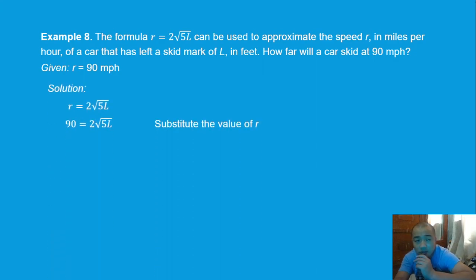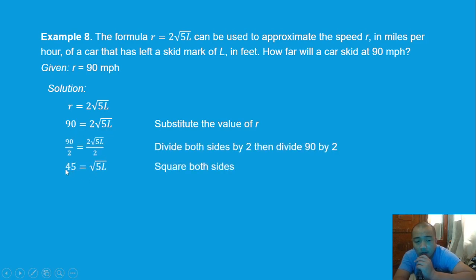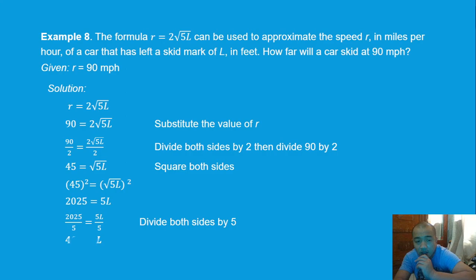So let's substitute in the formula. R equals 2 square root of 5L. So 90 equals 2 square root of 5L. Divide both sides by 2. It becomes 45 is equal to square root of 5L. Then from here, applying your knowledge in solving radical equations, square both sides. So we have 5L equals 2025. Divide both sides by 5. L is 405. Okay, that's now the answer.